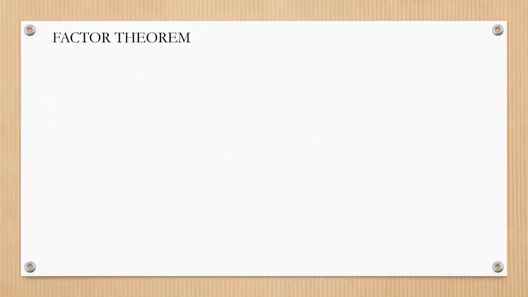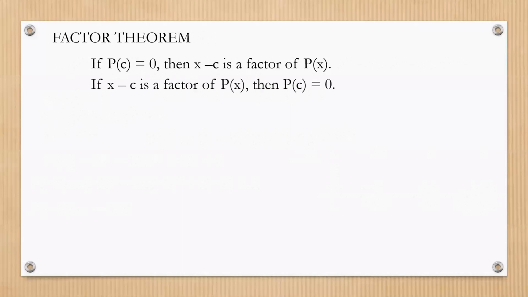What is the factor theorem? So we are done with the remainder theorem, and the next is the factor theorem. In the factor theorem, there is something we should analyze, which is the basis of the theorem. It states that if p of c is equal to 0, then x minus c is a factor of p of x. So, what does that mean? If x minus c is a factor of p of x, then p of c is equal to 0.